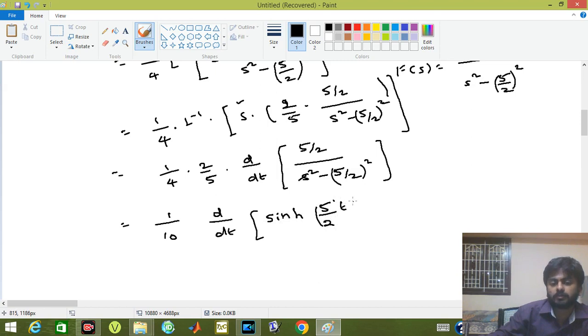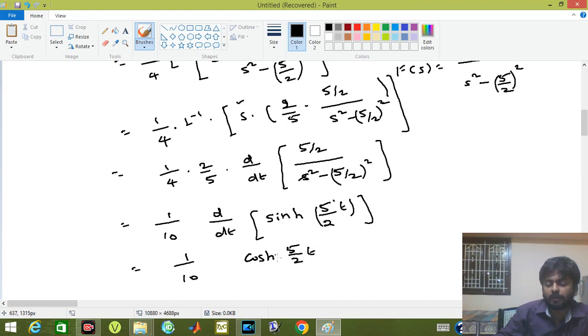Okay, sin h a t. So on differentiating it you will get 1 by 10. On differentiating the sin h you will get cos h 5 by 2 t. On differentiating this 5 by 2 t you will get 5 by 2. So these two will get cancelled.